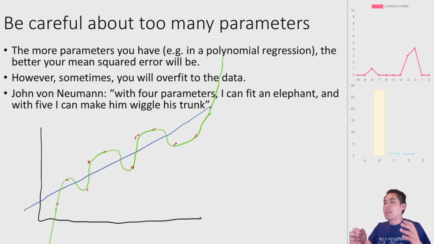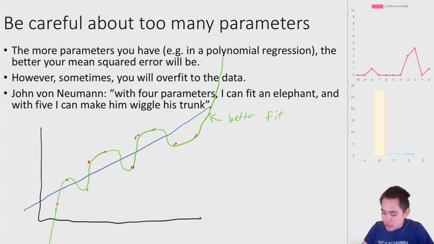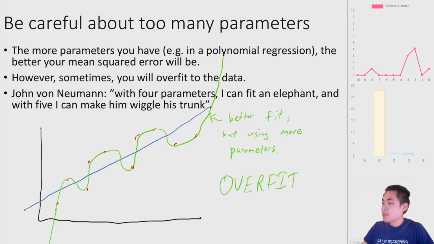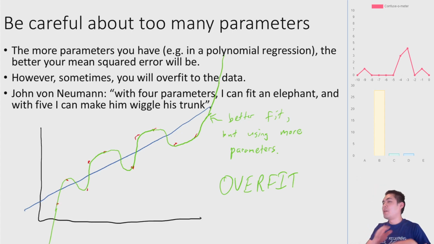Okay, so it turns out that with enough work, you could construct a polynomial to do that. And this is clearly a better fit, but using more parameters. So this would probably be overfit. So it turns out that if you had an arbitrarily large polynomial, you could exactly fit any data. But now the question is, is that any good?